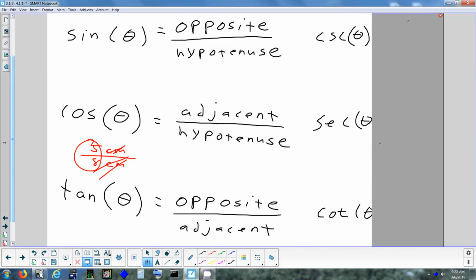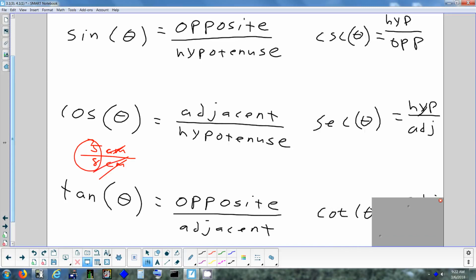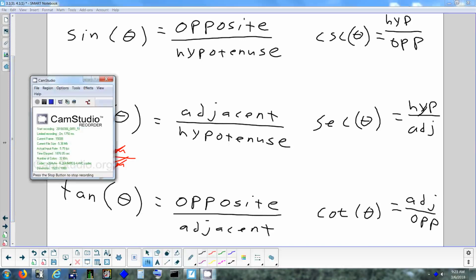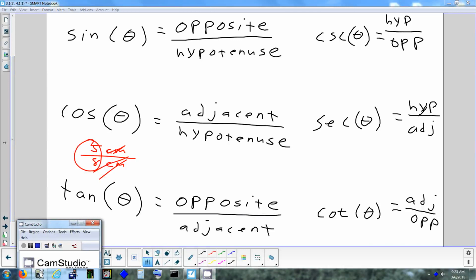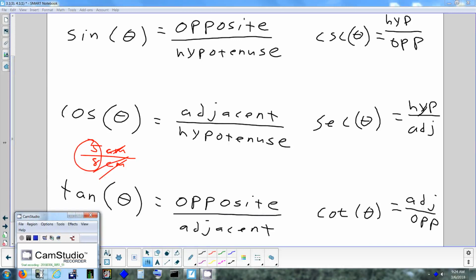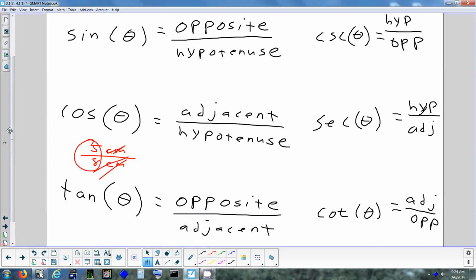And now to get the other three. What did we do with the 3 on the left last week to get the 3 on the right? Okay. Flip them. So now all we're going to do is flip them. So cosecant is the length of the hypotenuse over length of opposite. Secant is hypotenuse over adjacent. And cotangent is adjacent over opposite. Okay. Any questions on those 6 definitions?